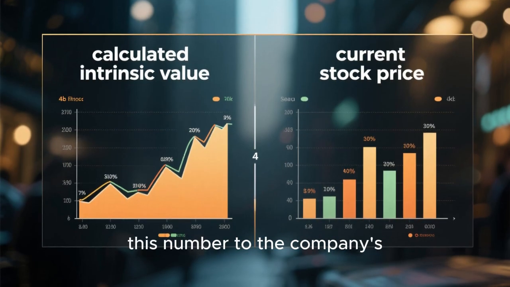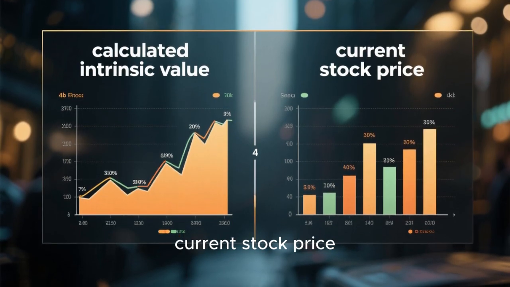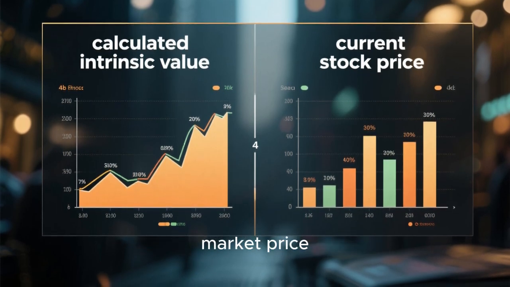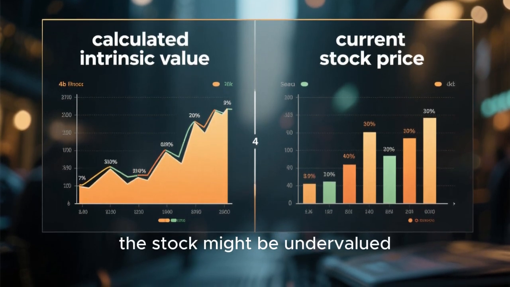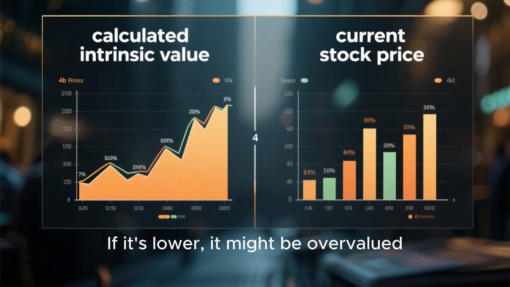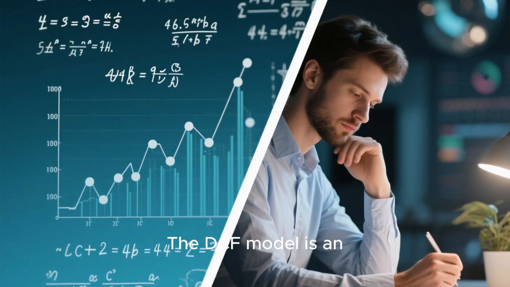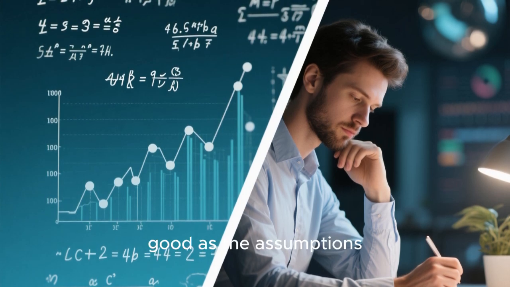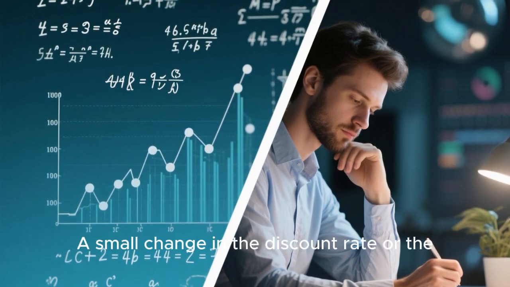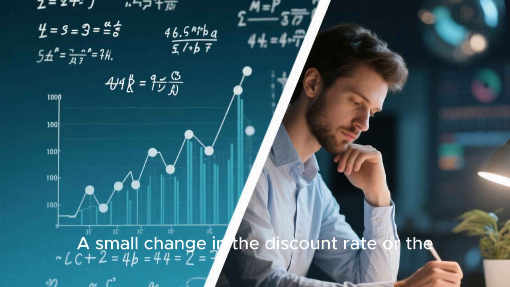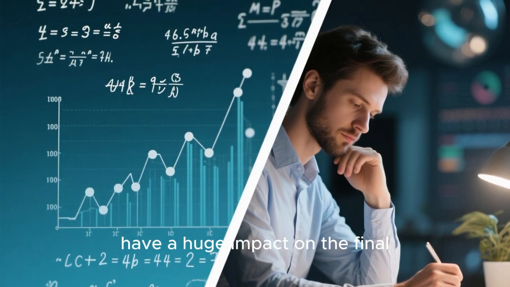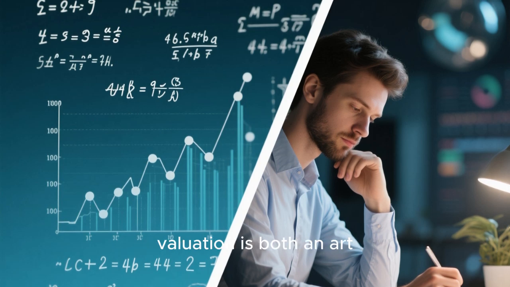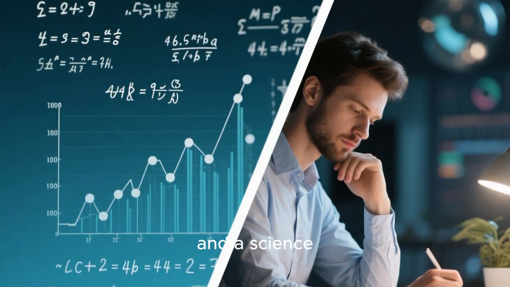Now you can compare this number to the company's current stock price. If your calculated intrinsic value is significantly higher than the market price, the stock might be undervalued. If it's lower, it might be overvalued. The DCF model is an incredibly powerful tool, but it's only as good as the assumptions you put into it. A small change in the discount rate or the long-term growth rate can have a huge impact on the final valuation. That's why it's often said that valuation is both an art and a science.